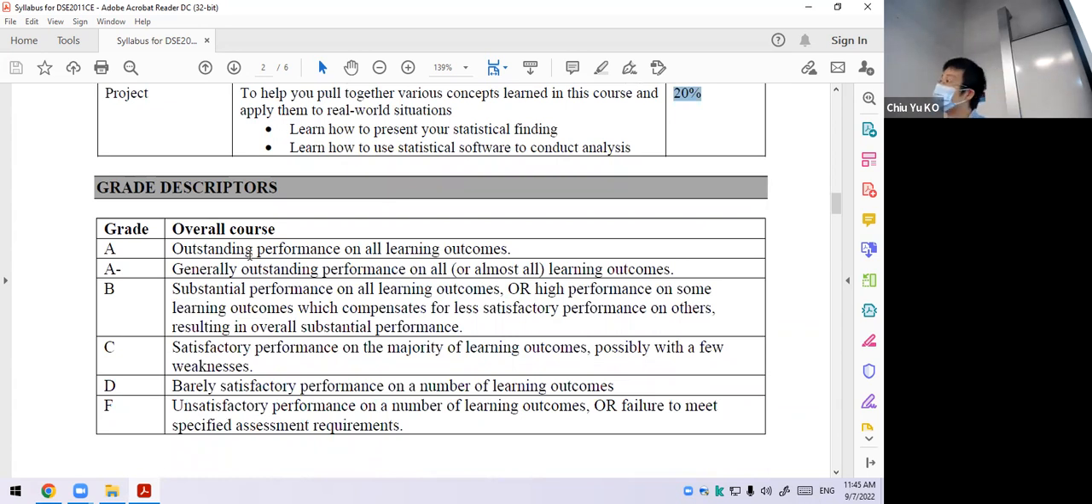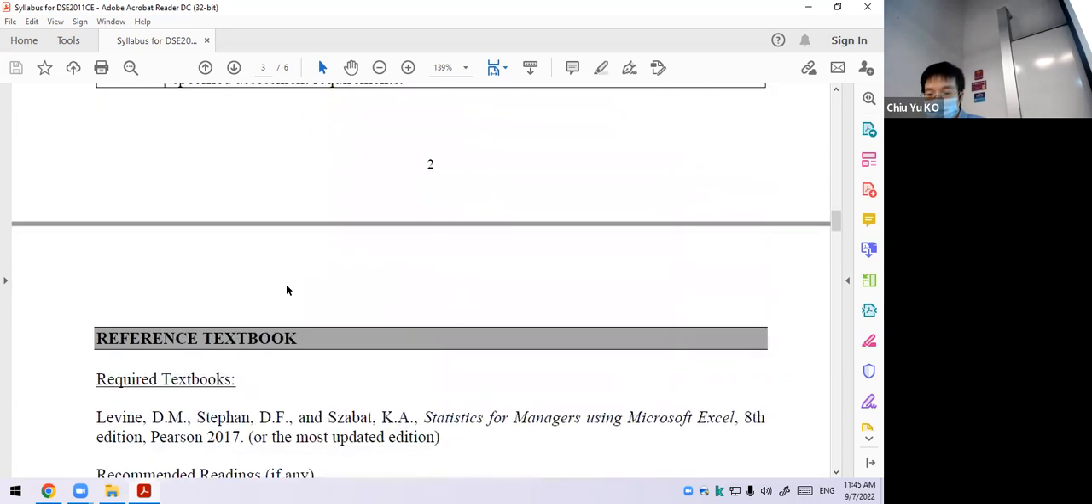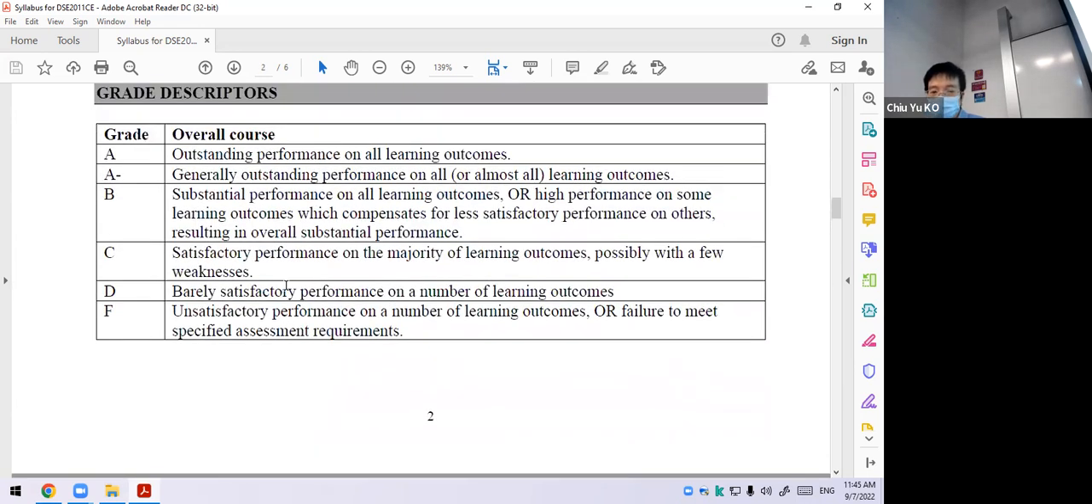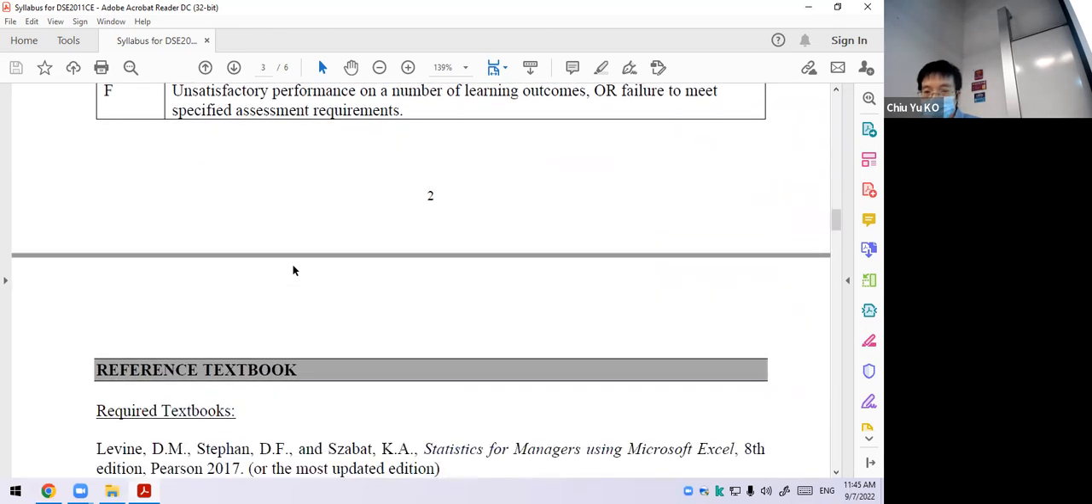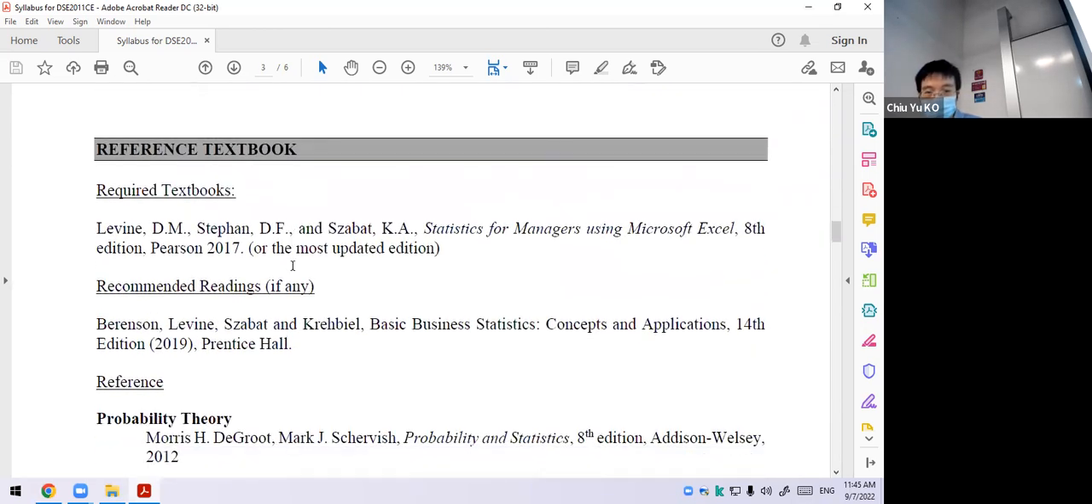This is standard, so I don't have any particular thing to say. And I have taught this class for 2 years, so you probably know my grading criteria implicitly from other seniors. So there won't be any changes.